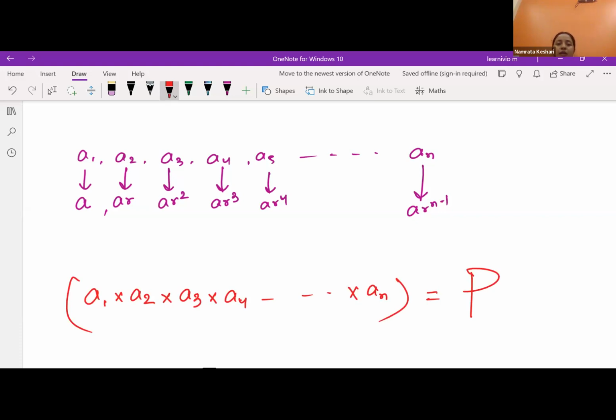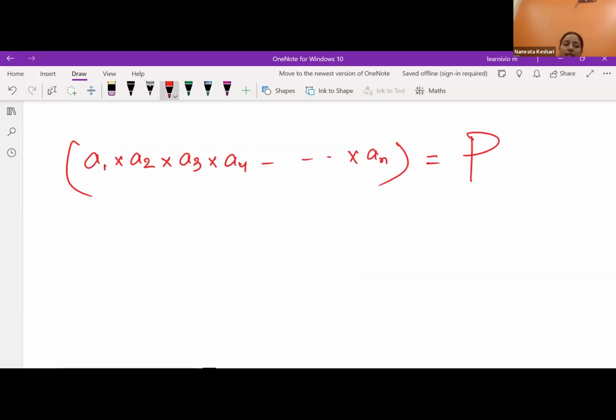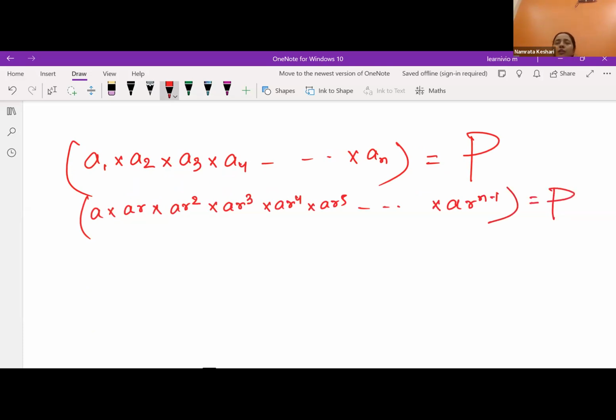Now we know that A1 means just A. A2 means just A into R. A3 means AR square. A4 means AR to the power 3. A5 means AR to the power 4. A6 means AR to the power 5. Dot dot dot, AN means AR to the power n minus 1. Have we done anything yet which is not clear to you?